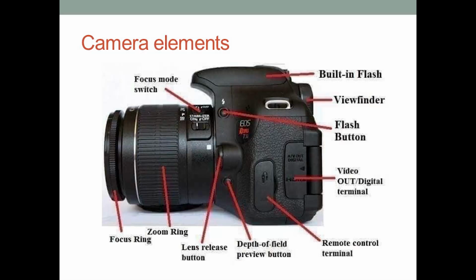DSLRs are usually built with a built-in flash. There's a viewfinder, there's a flash button, there's a video out digital terminal, a remote control terminal, a depth of field preview button, a lens release button, the zoom ring on the lens, and the focus ring on the lens. There's also a focus mode switch.